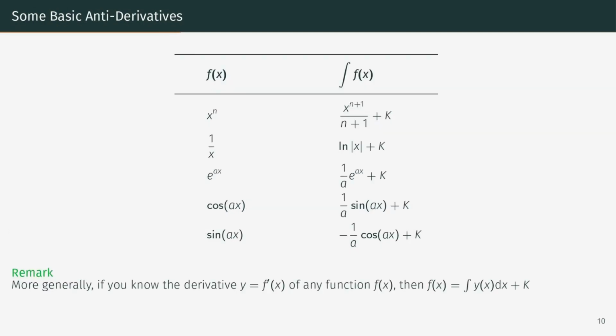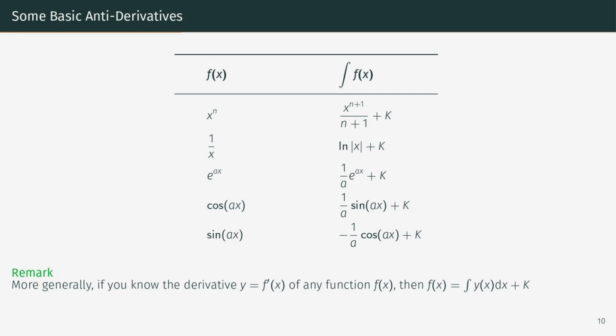This table shows some basic antiderivatives that are quite common. The first is the function x to the n power. Its integral is x to the n plus 1 divided by n plus 1 plus the integration constant k. The second is the function 1 over x. Its integral becomes the natural log of x plus k.